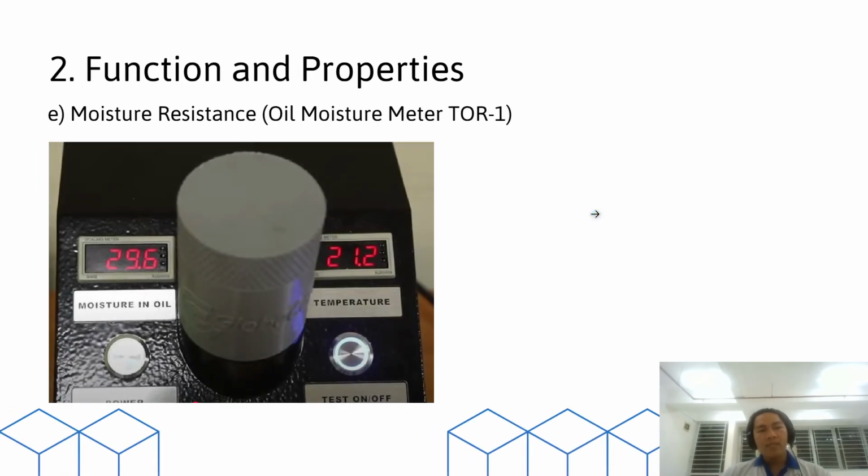E. Moisture resistance. Using the oil moisture meter TOR1. This has the transformer oil absorb and insulate moisture to prevent it from reaching paper insulation and other internal parts, and maintains the integrity of insulation and prevents electrical failure.